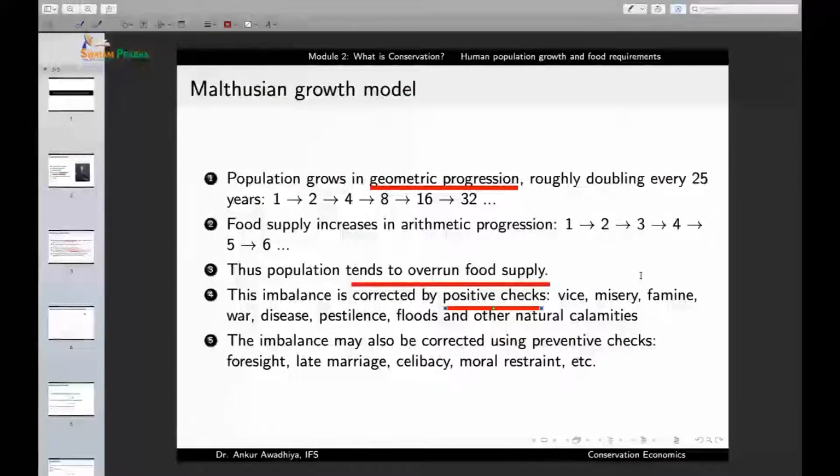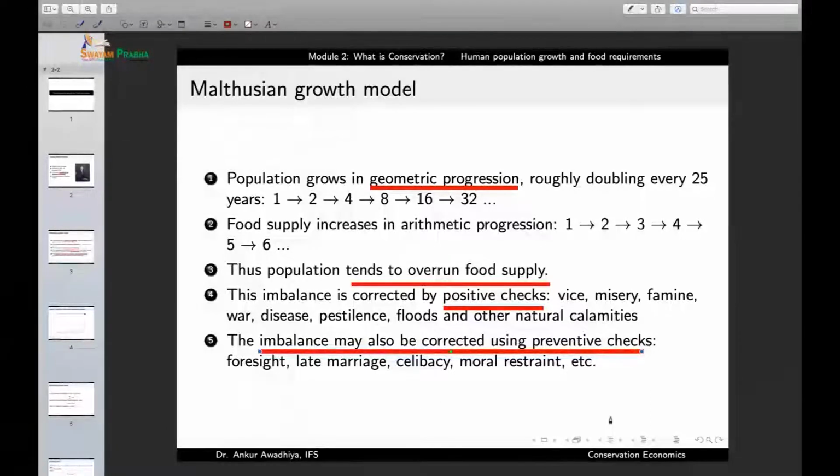So he said that this is not the only way out. There is also another option, which is that the imbalance may also be corrected using preventive checks. Now, what are preventive checks? Things such as foresight, late marriage, celibacy, moral restraint, and so on.